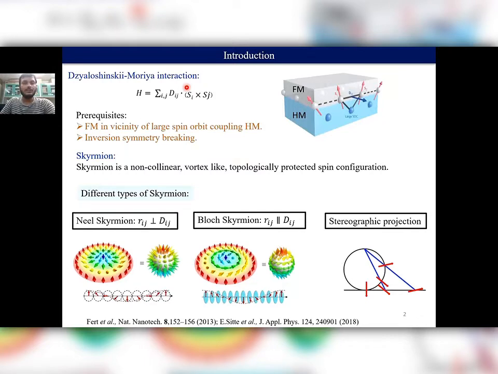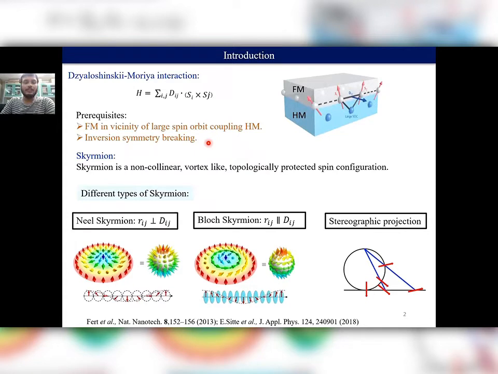The Dzyaloshinskii-Moriya interaction is basically an antisymmetric interaction which tries to keep two neighboring spins in a canted position. This is the Hamiltonian of this interaction, and the prerequisite of the interaction is that when a ferromagnetic layer is placed upon a high spin-orbit coupling heavy metal, this interaction arises at the interface between heavy metal and ferromagnet in the thin film, and in that case the inversion symmetry also has to be broken.